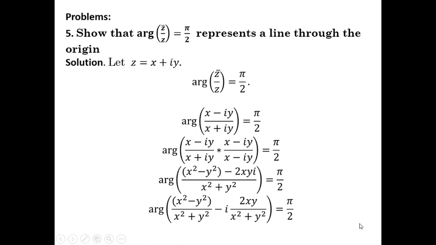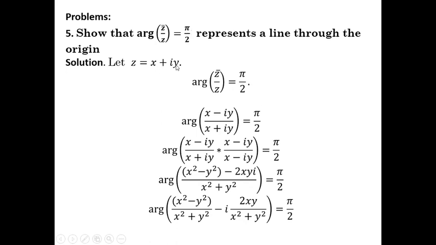Now we go to another problem. Problem number 5. Show that arg of z bar by z is equal to pi by 2 represents a line through the origin. Let us consider the given data, arg of z bar by z is equal to pi by 2.